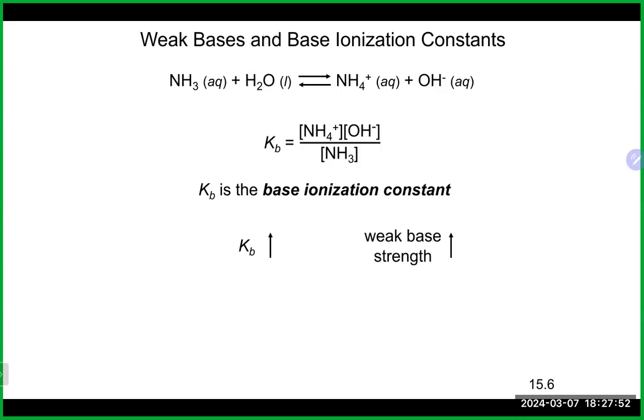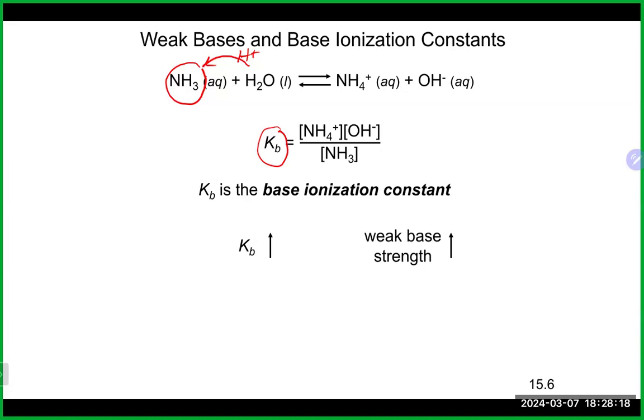So this is our ammonia, which is a weak base. And again, it's going to accept the H plus from the water. It will give us our equilibrium expression, which we call a Kb for base, added to our ever-growing list of K values: Kc, Kp, Kw, Ka, Kb now.